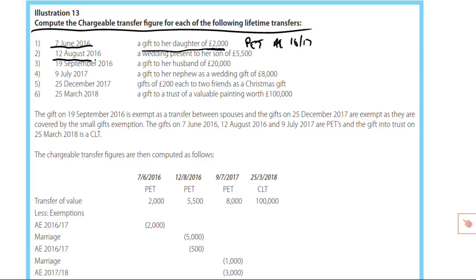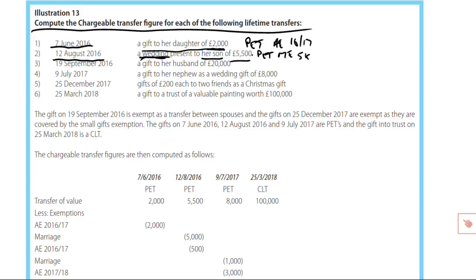On to August 16, so we're still in the same tax year. It's a wedding present to her son. So again, a gift to her son, that is a PET. Therefore, there is a marriage exemption available. A marriage exemption there for your son or daughter of £5,000. But this transfer is £5,500.